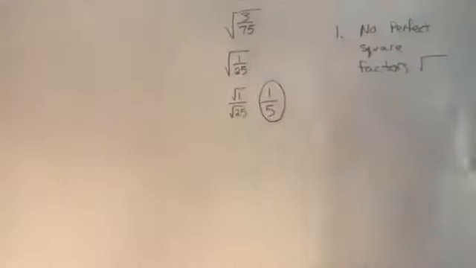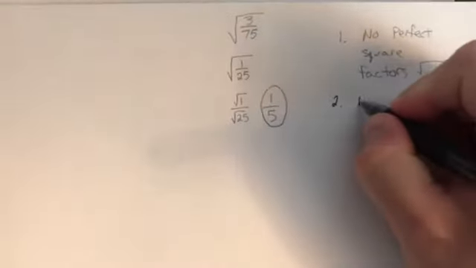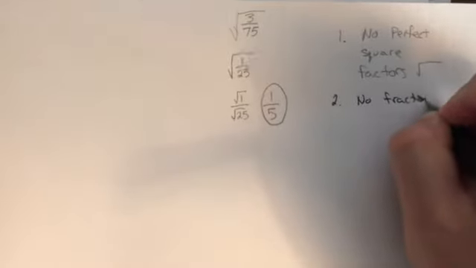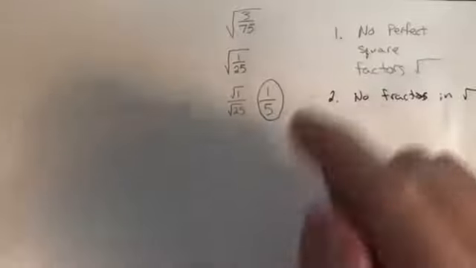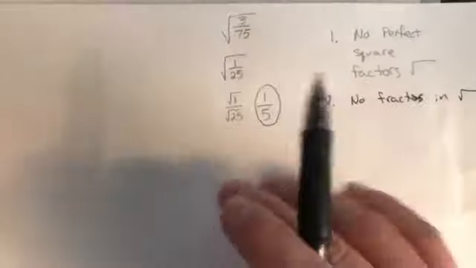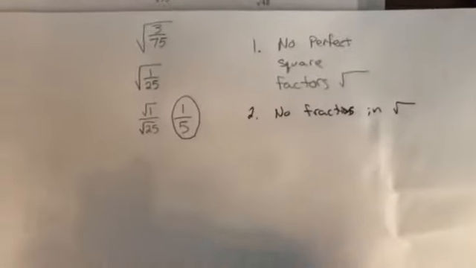There can be no fractions under the radicand. In other words, that was right here. There was a fraction. 1/25 was a fraction. If this is all the way simplified, there's no fractions under the radical sign.